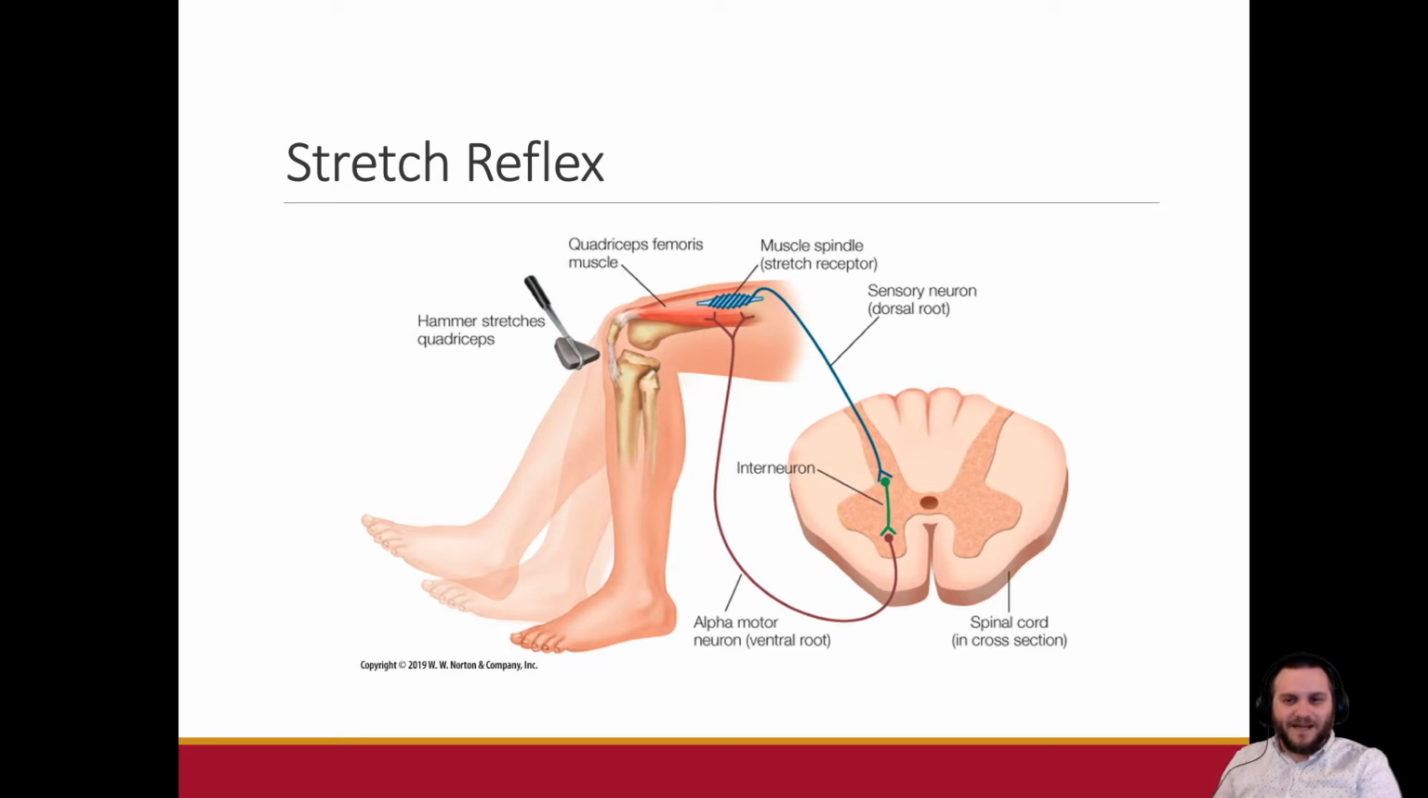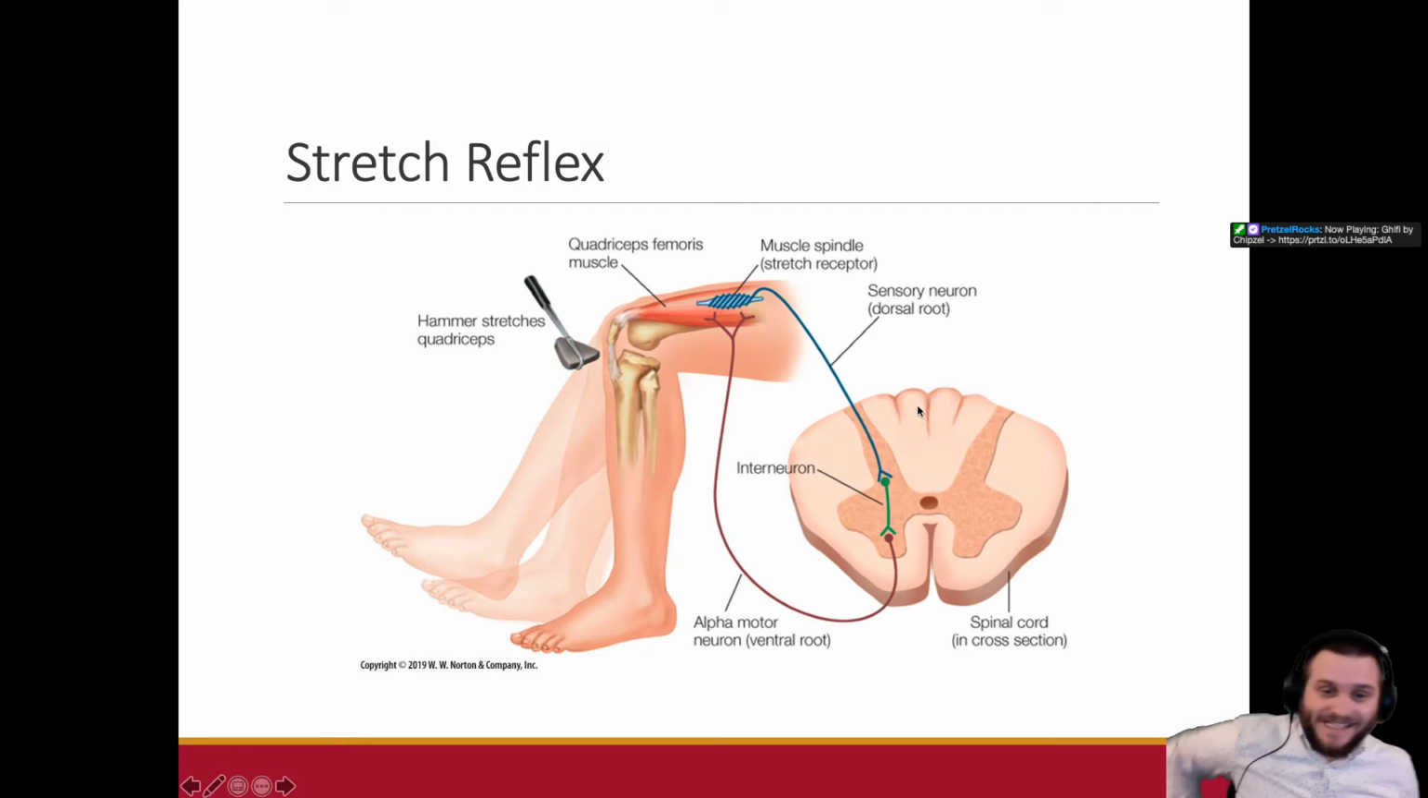It helps me, I guess. This stretch triggers receptors in the muscle. So this is the quadriceps femoris. It's on your femur. That triggers this muscle spindle, which is a stretch receptor. That is a sensory neuron that sends information to the dorsal root of your spinal cord.